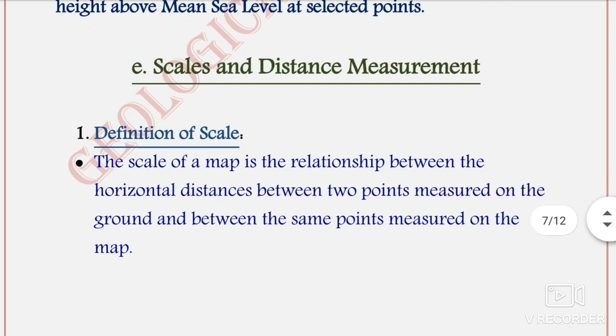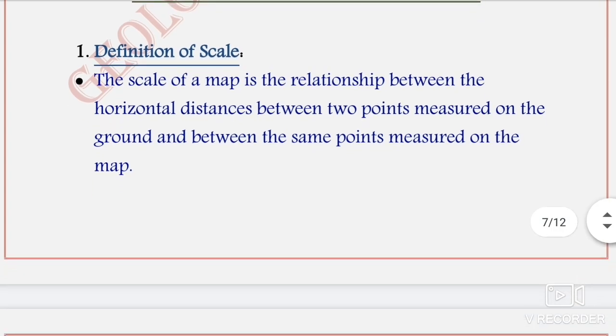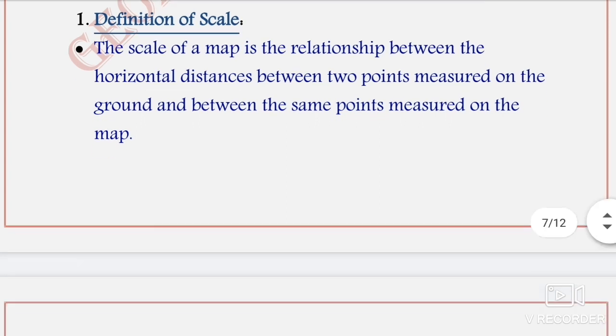The next very important one is scale and distance measurement. This is a very important factor in order to understand or read a geological map thoroughly. So what is the definition of scale? It is very important to understand the basics, only then will you be able to understand the other things. Scale of a map can be defined as the relationship between the horizontal distance between two points measured on the ground and between the same points measured on the map.